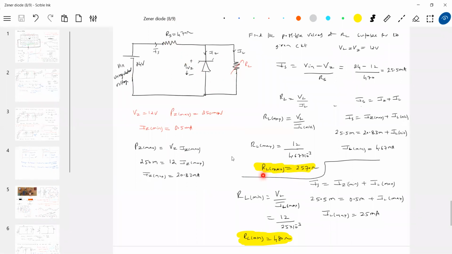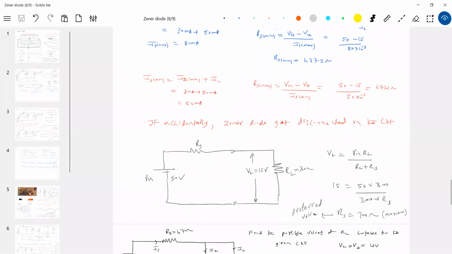Got the idea? So in books, you have tidbit problems, one problem of this, one problem of that, spread randomly. I just summarized it as a whole concept. There can be a problem where, for RL, what possible value of load can you connect to this given circuit? Any load? No, there's a limit. If the value of load is within this range, this circuit will act like a voltage regulator. Otherwise, regulation is not possible.